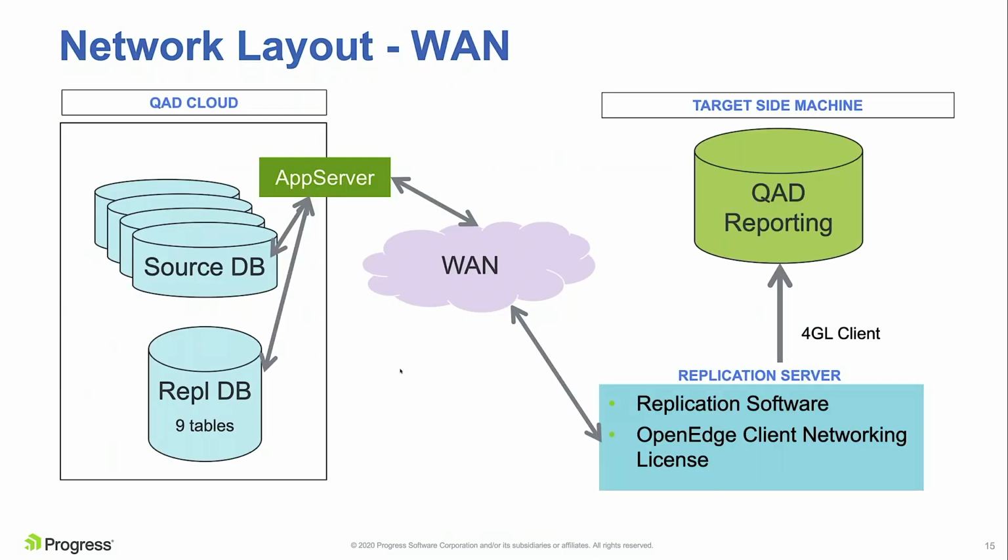So just to show you what this would look like. So you have the QAD cloud. We'll talk about that one first. It's got 9 tables that are used to manage what we're replicating from the cloud to the source database that's on-premise. So the target database is on-premise, the source database is on cloud. We have an app server that sits in the cloud, and we are just pushing data local to a target side machine, wherever that local machine may be, maybe in another cloud service, or it could be on-premise.